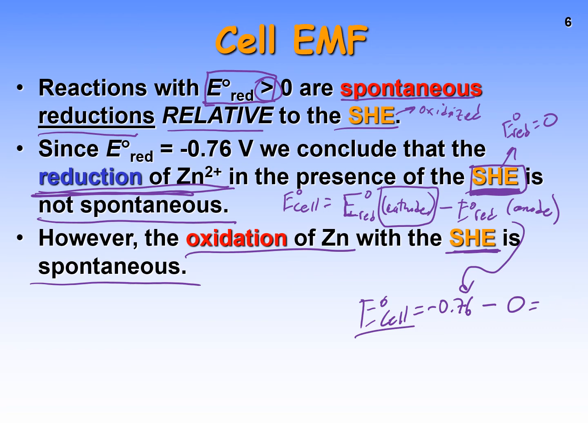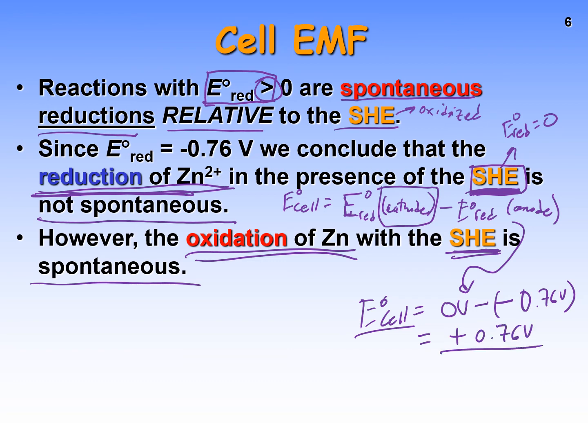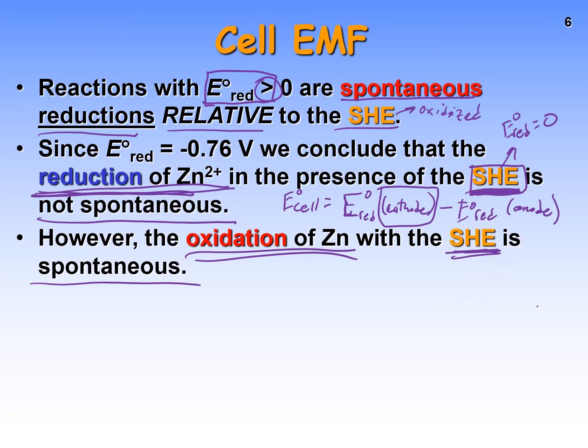However, if we flip this reaction a little bit, if we're talking about zinc being oxidized with the SHE being reduced, we'd have 0 volts minus negative 0.76 volts, which would give us positive 0.76 volts. So spontaneous in this scenario. Kind of gives you an idea of how this equation works, hopefully.